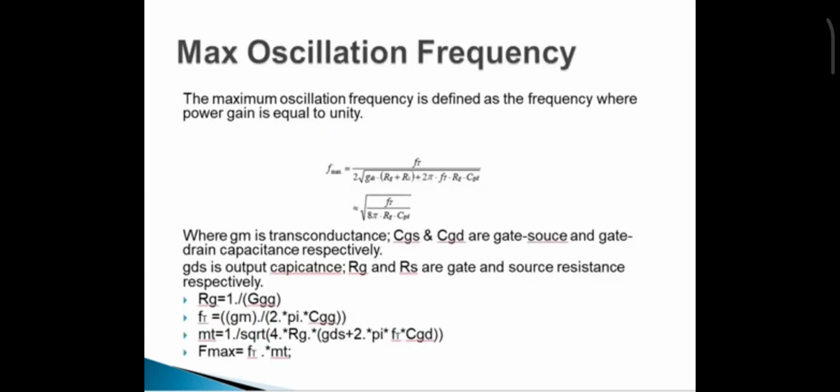And last one, maximum oscillation frequency. For finding the value of the maximum oscillation frequency, you must know FT. We have already found the value of cutoff frequency and the value of MT. The value of MT contains the RG parameter. The value of RG is the gate resistance. You will find it with the value of GGG. I will show the GGG value.